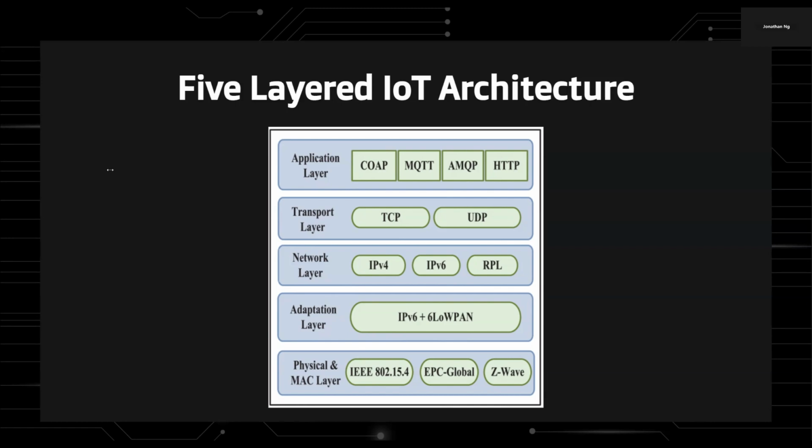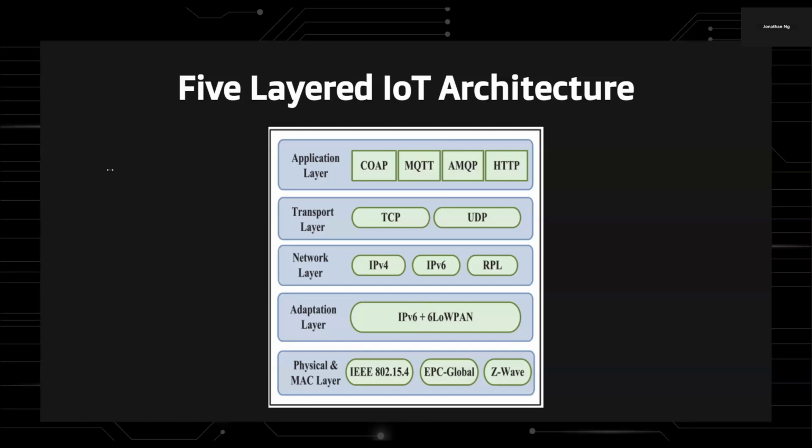For the physical layer, this is where data is collected using sensors such as soil moisture, temperature, and pH sensors. These sensors are designed to operate in low power networks such as your IEEE 802.15.4. For the adaptation layer, this is unique to agricultural IoT, whereby this layer enhances the data transmission over low power networks such as Zigbee or LoRaWAN, which will be explained later.